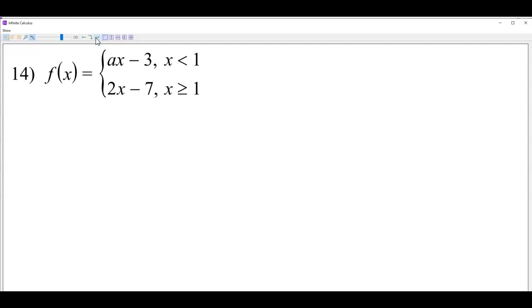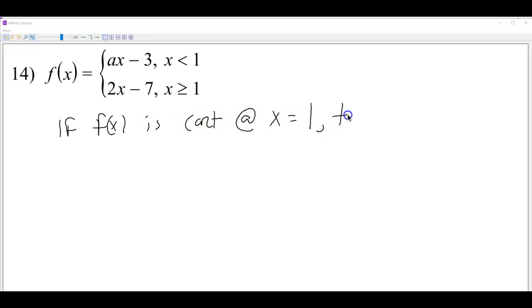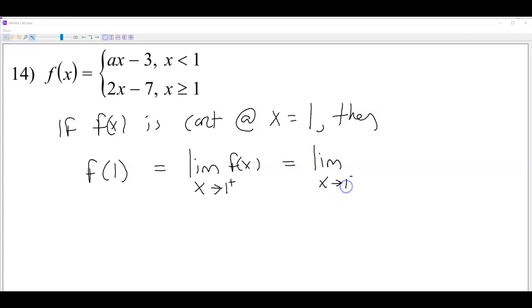All right. So for numbers 13 and 14, these are the ones where we want to find the value of a that will make this function continuous. Now, if f of x is continuous at x equals 1, then f of 1 should be equal to the limit as x approaches 1 from the right, and also equal to the limit as x approaches 1 from the left.